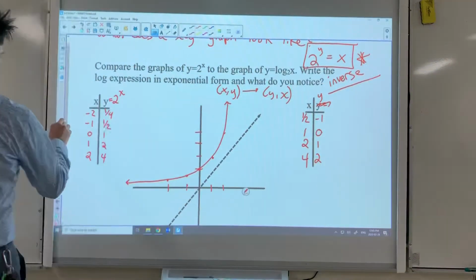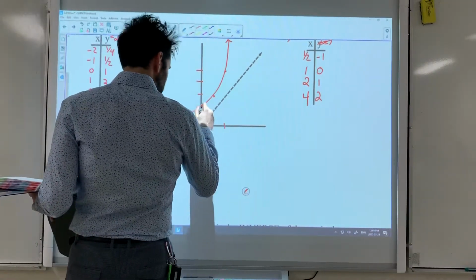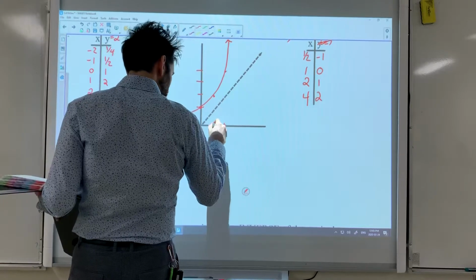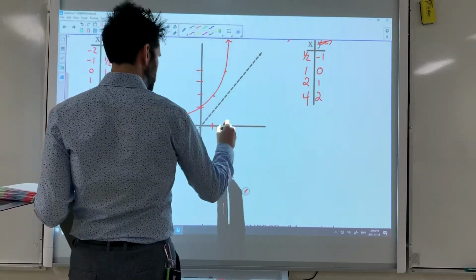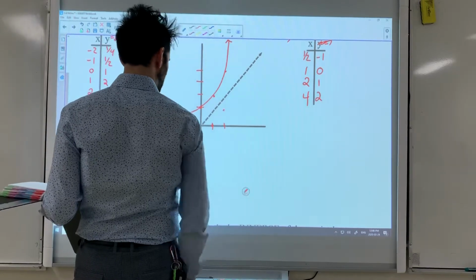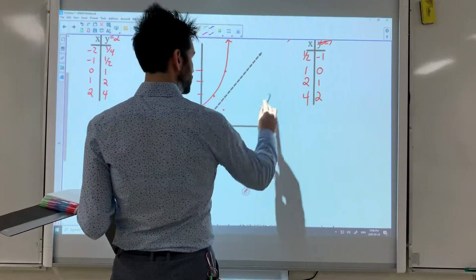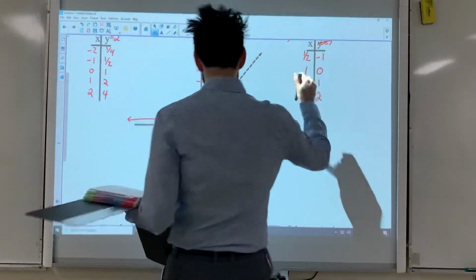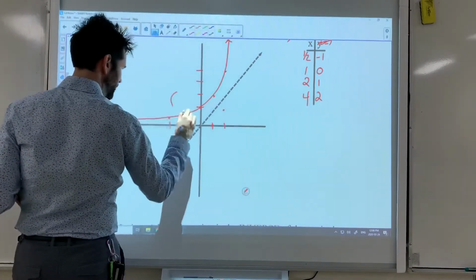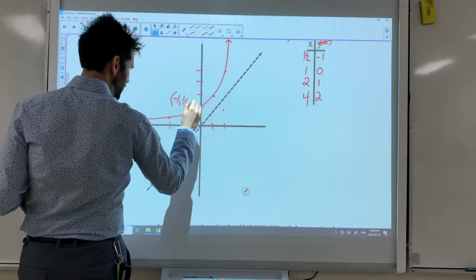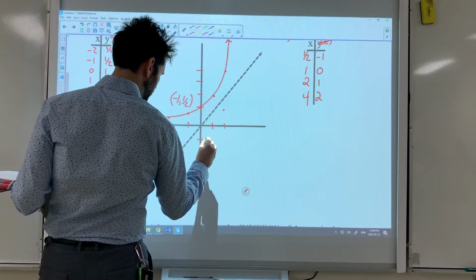Perfect. Let's sketch it. So the point 0, 1 becomes 1, 0. The point 1 for x, 2 for y becomes 2 for x, 1 for y. What other point do we have here? We didn't get any negative ones for x, but that's fine. So we'll use this one here. This one was -1, 1/2. So when x is 1/2, y is -1. Perfect. All right.